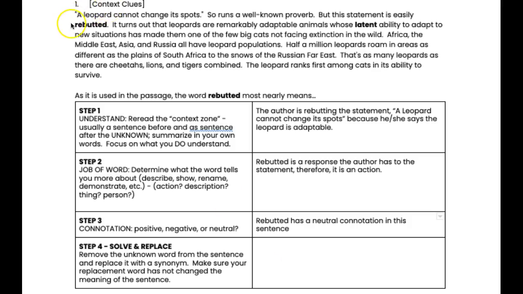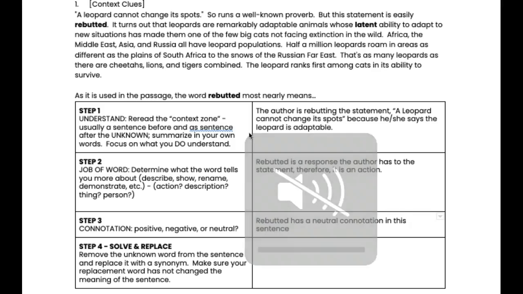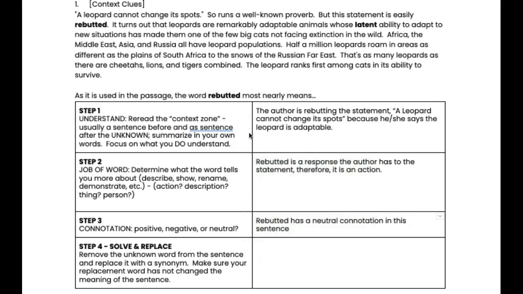If anything, you might say it has a slight negative connotation because the author is disagreeing with the statement here, and usually we think of disagreement having a negative connotation. However, I put neutral because of how it's being stated, there doesn't seem to be a lot of feeling behind the words surrounding the word rebutted. All right, step 4, solve and replace. So what you want to do is remove rebutted from the sentence and then figure out what word you think best replaces rebutted in the sentence.